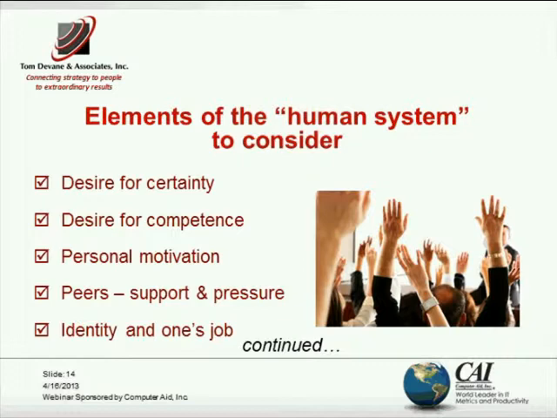Now, when you take a look at these first five elements of a human system to consider, you think about a large-scale IT system that's going in. While people are trying to maximize most of these, what you might find is an IT system actually tends to minimize a lot of these. Unless they're informed and engaged, people are less certain about what's going on. People are concerned that they may not appear competent in the new system. People may not be motivated, and their peers may not be helping them get motivated for the new system.